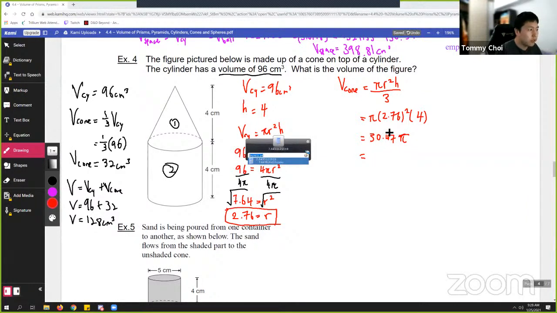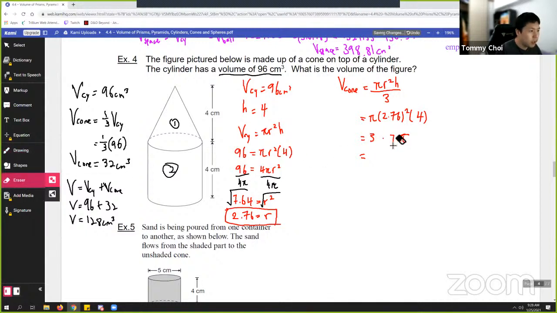Oh, whoops, I forgot to add the divided by 3. Sorry, guys, 1 second. Silly me. Forgot to add the divided by 3.